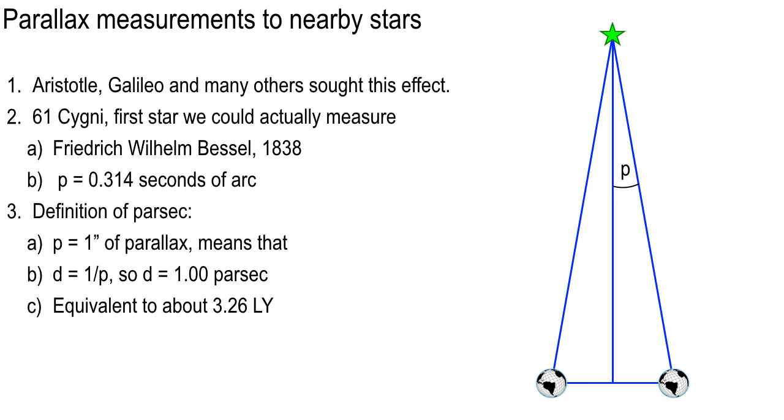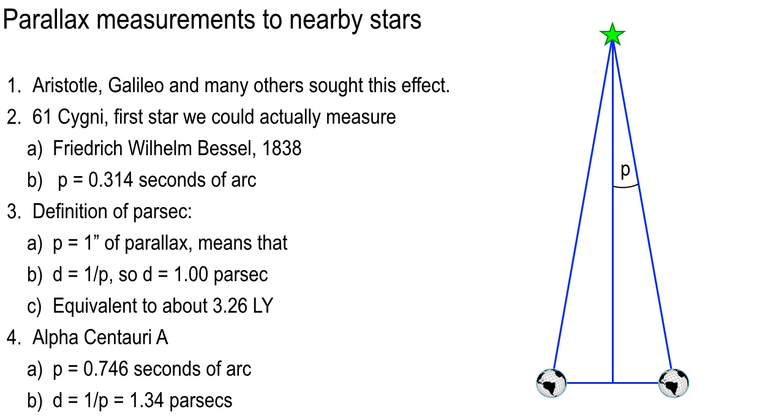Now, 1 parsec is equivalent to 3.26 light years, which, if you read your textbook between classes, you'll know and remember. Another example: Alpha Centauri A, the brightest star in the Alpha Centauri group. That's the closest star to us. It's almost a second, 3/4 of a second of parallax, 0.746. That's pretty good. It's not a second, but it's getting up there. That's the closest one that we know of anyway. D equals 1 over P, which is equal to 1.34 parsecs. So make sure that you jot that down, because I'm going to give you a question about that.